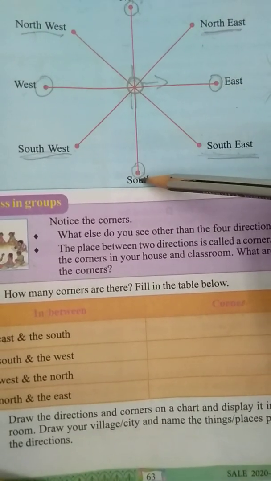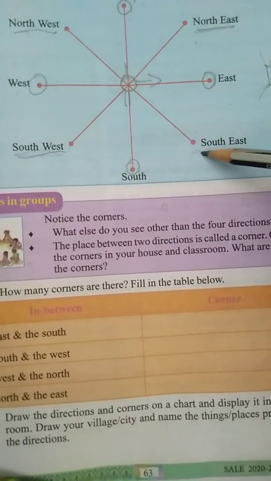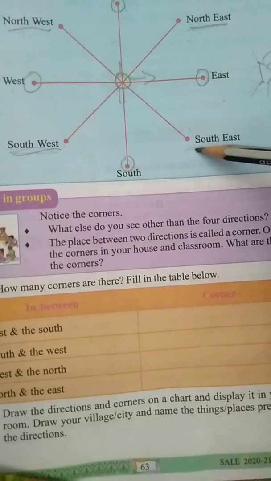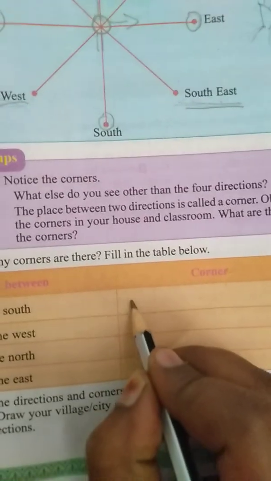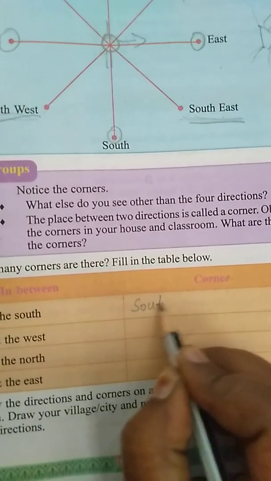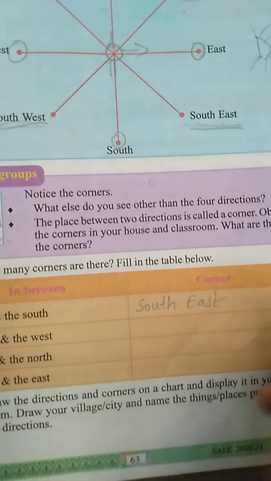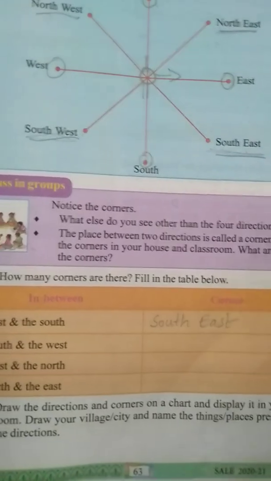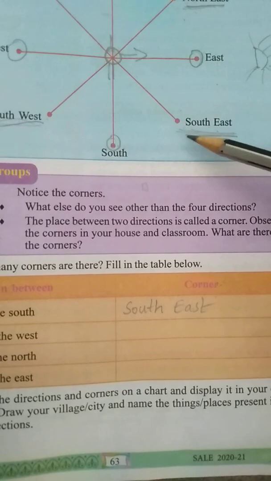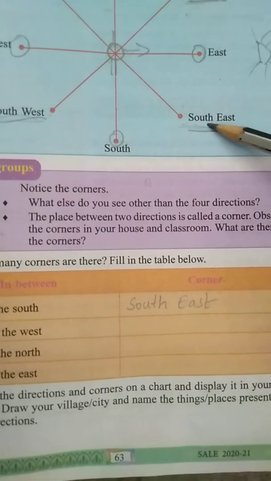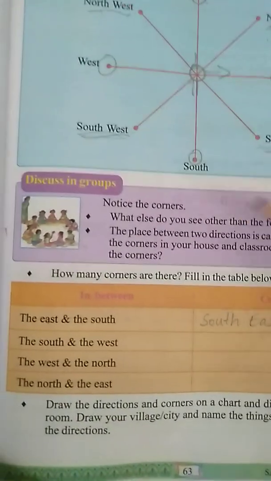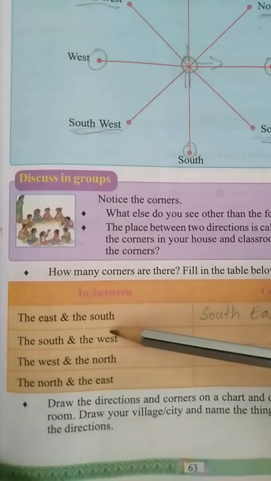Between these two directions, which corner is it? Yes, it is southeast. So here we have to write in this box S-O-U-T-H, south, E-A-S-T, east, southeast. So between these two directions, which corner is here? Southeast corner. Okay. Next, the south and the west.